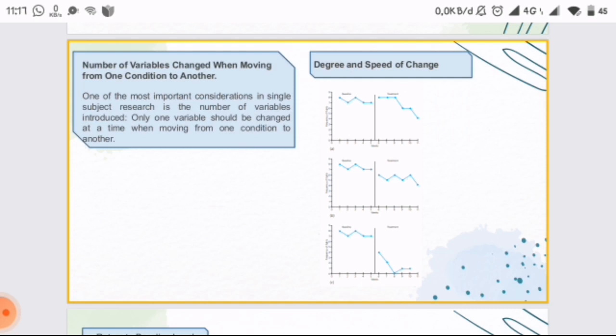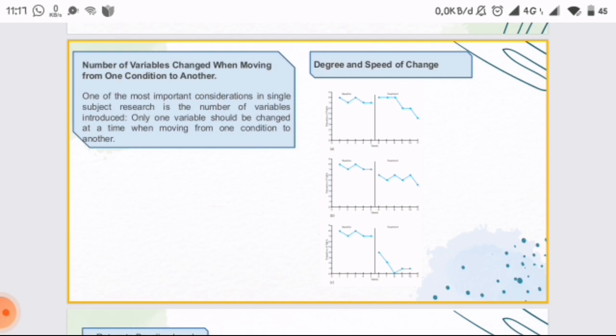There is a number of variables that change when moving from one condition to another. One of the most important considerations in single subject research is the number of variables introduced. Only one variable should be changed at a time when moving from one condition to another. For instance, consider our previous example, in which a researcher is interested in determining the effect of timeout on decreasing certain undesirable behaviors of the student.